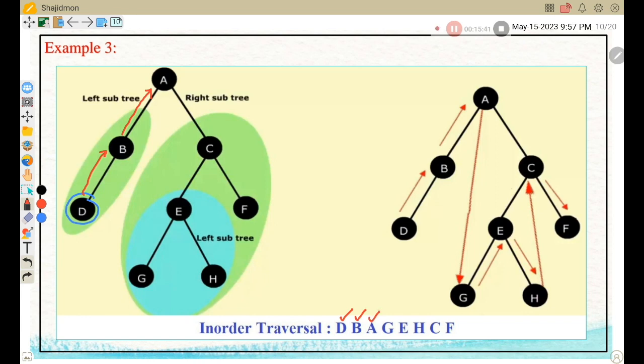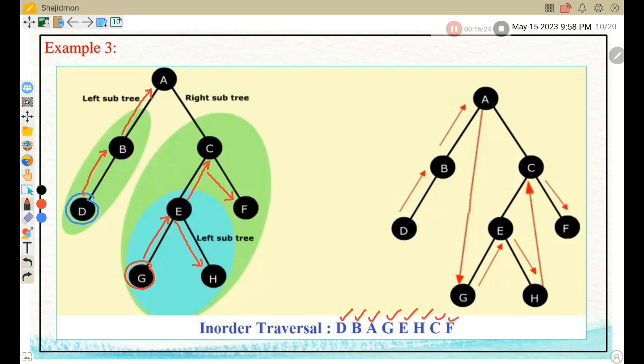So the left part we finished. Left part and root part we finished now. Now we are going to the right part, correct? In this right subtree, again we need to start from the left side. What is the left side here? G, correct? So we need to start with G. After that we visit the parent vertex, that is E, the root vertex. Then after E we go to the right vertex, that is H. Then after that we go to the root of that one, that is C. After that we go to the right vertex, that is F.